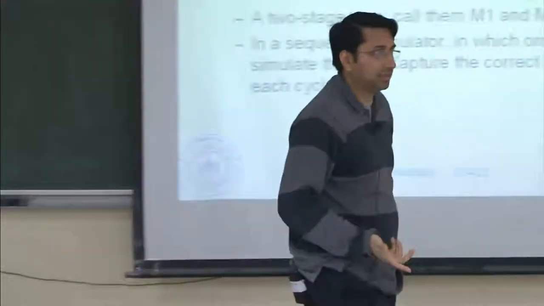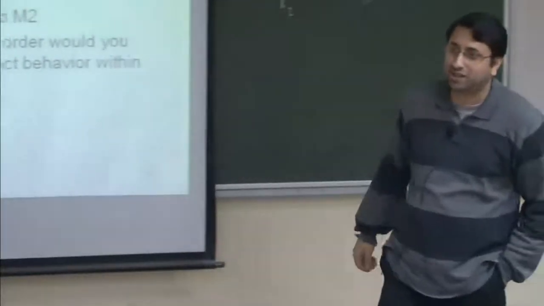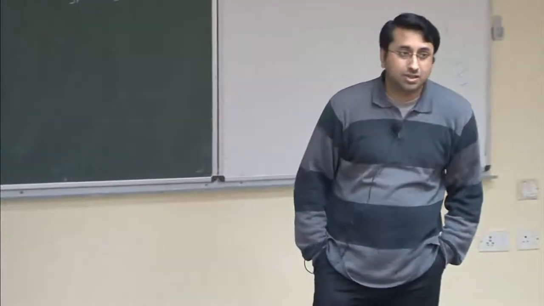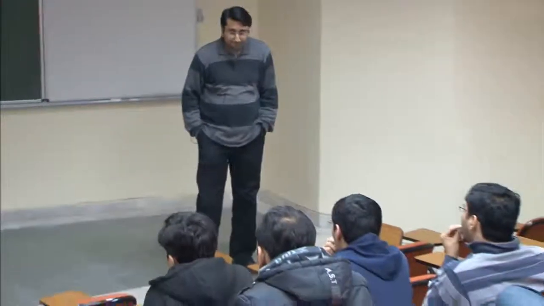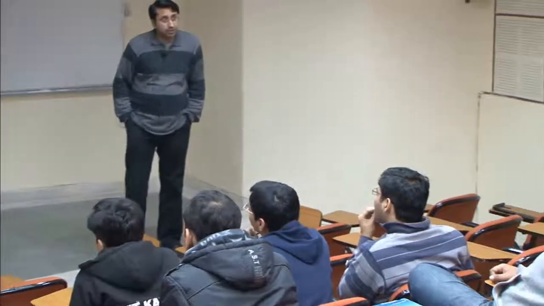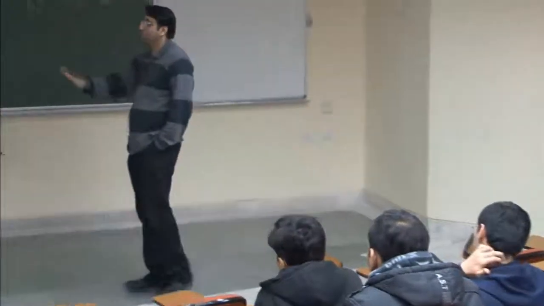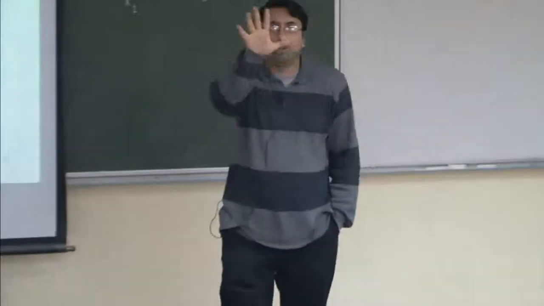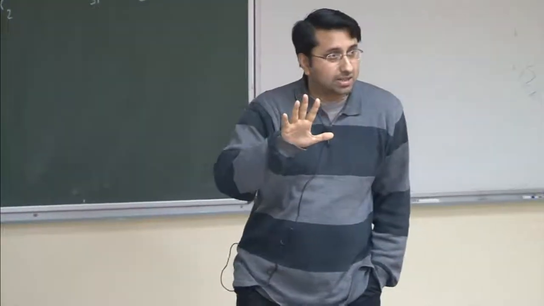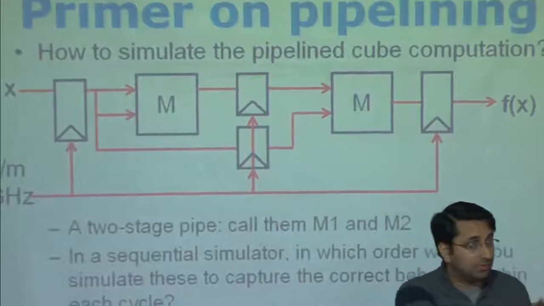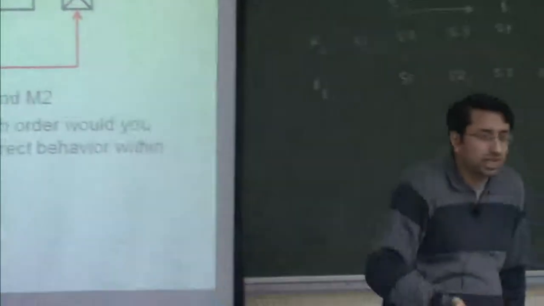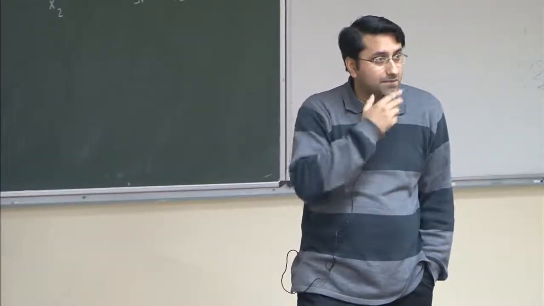Of course, I have two possibilities, right? First M1, then M2, or first M2, then M1. Which one is correct? M1 and M2? Because in the first cycle, we won't have any input for M2. Okay, all right. So in a sequential simulator, remember that your simulator is a sequential piece of software. You first simulate M1, right? And you latch the value produced by M1 here. And then you invoke M2. M2 will see the value, right? And immediately compute M2. But that's not the correct behavior. M2 should be computing that in the next cycle. You see the problem?